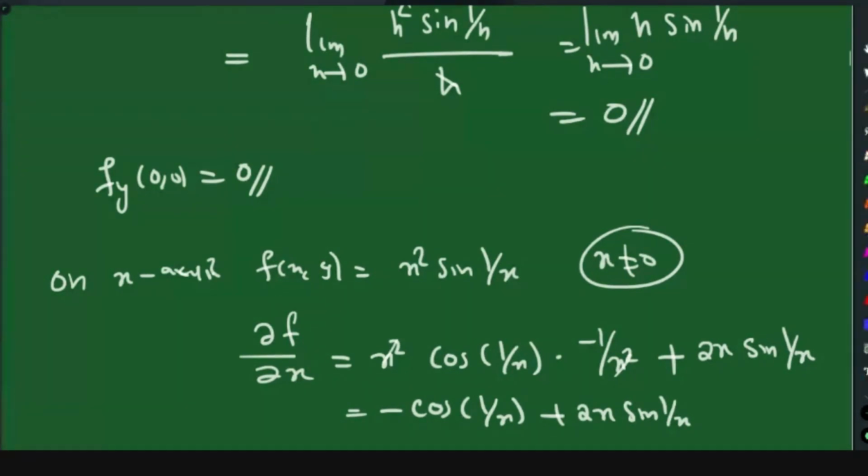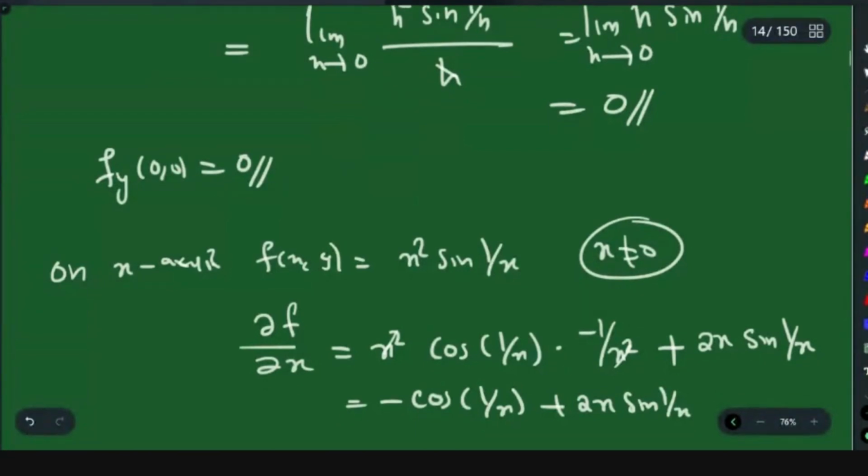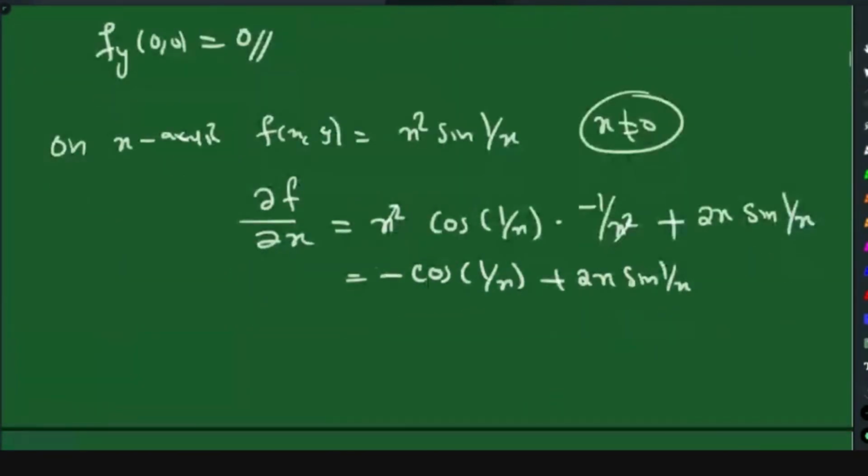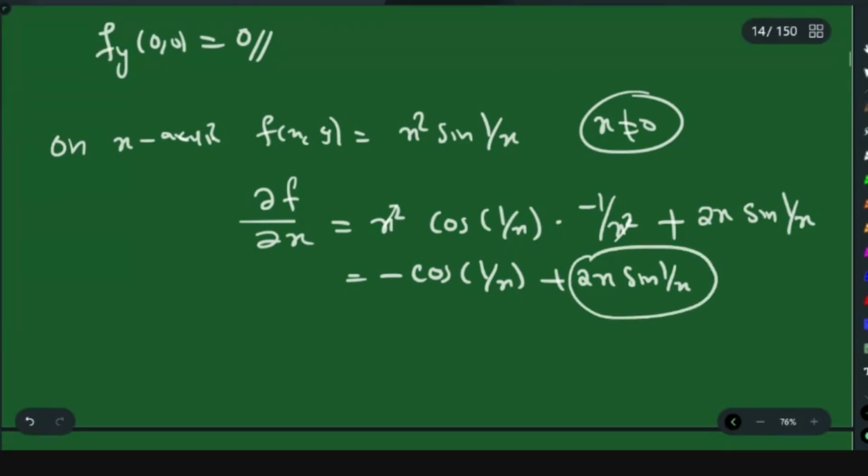So now you look at these derivatives. What can you say about this one? Whether this is continuous at 0. So whether the partial derivative is continuous at 0. As x goes to 0, what happens to this second component, 2x into sine 1 by x? It goes to 0.